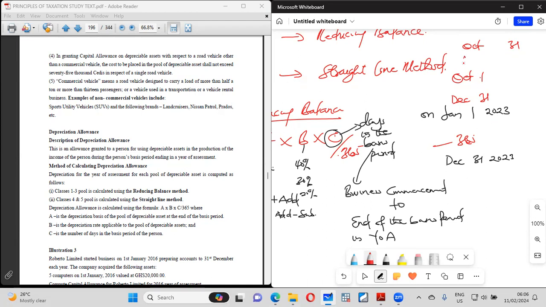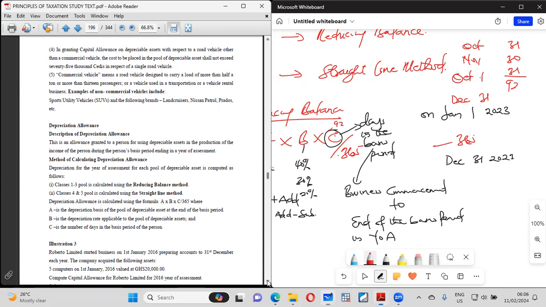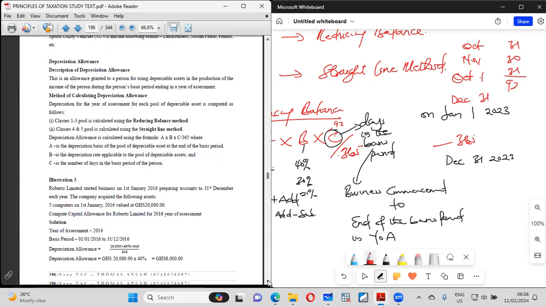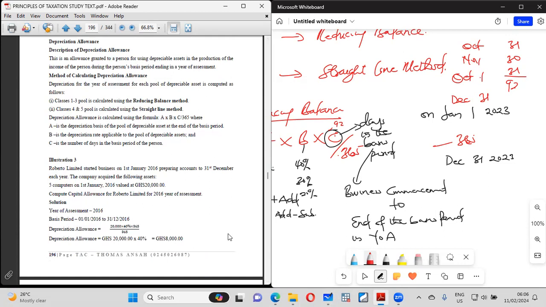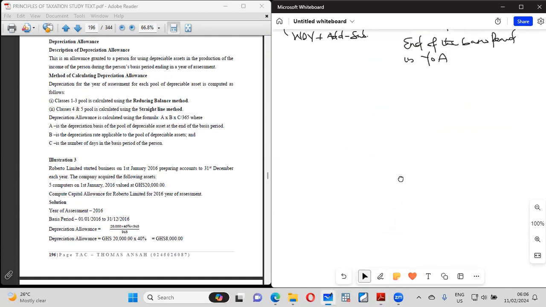October, 31. November, 30 days. Then December, we have 31 days. So this one will give us 92. So what will be here will be 92. That is the commencement, if the business commenced on 1st October. So you have to be careful about that. But as for class 4 and 5, it is on cost. All right. So that is that.